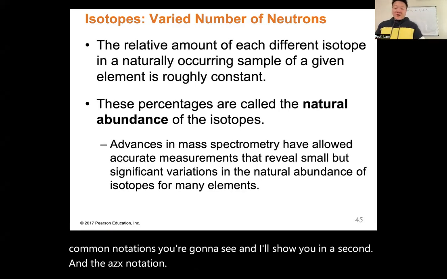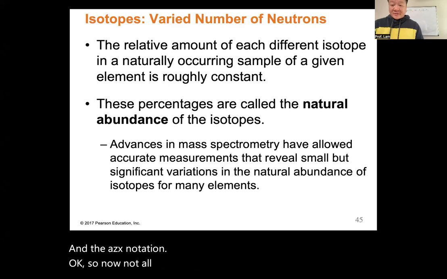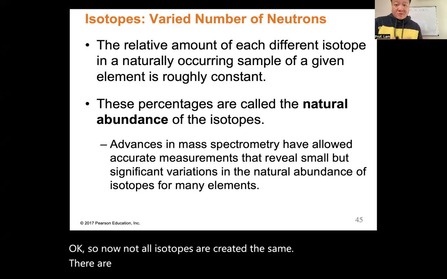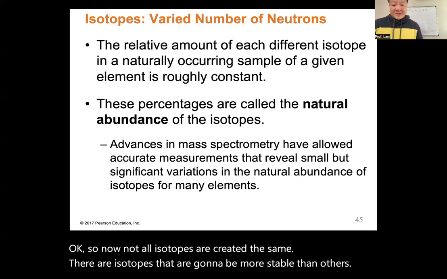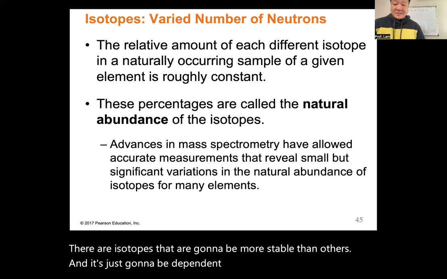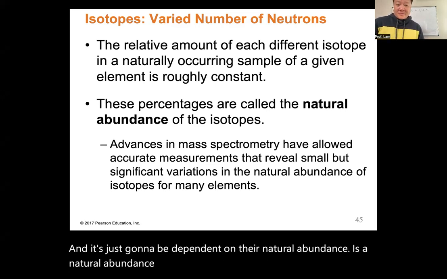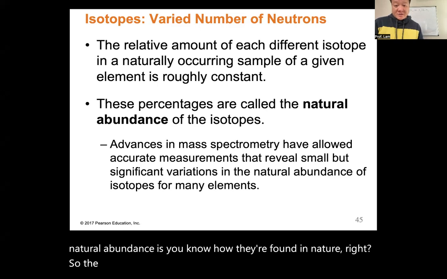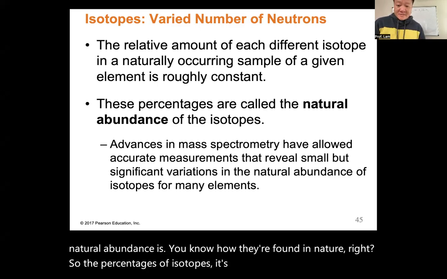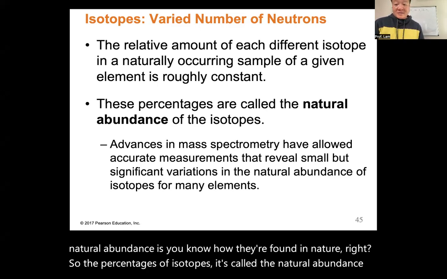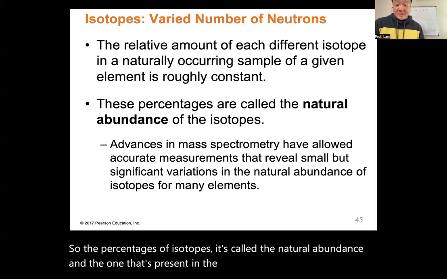Okay, so now not all isotopes are created the same. There are isotopes that are going to be more stable than others. And it's just going to be dependent on their natural abundance. And natural abundance is how they're found in nature, right? So the percentages of isotopes is called the natural abundance, and the one that's present in the most is always the most stable, okay?